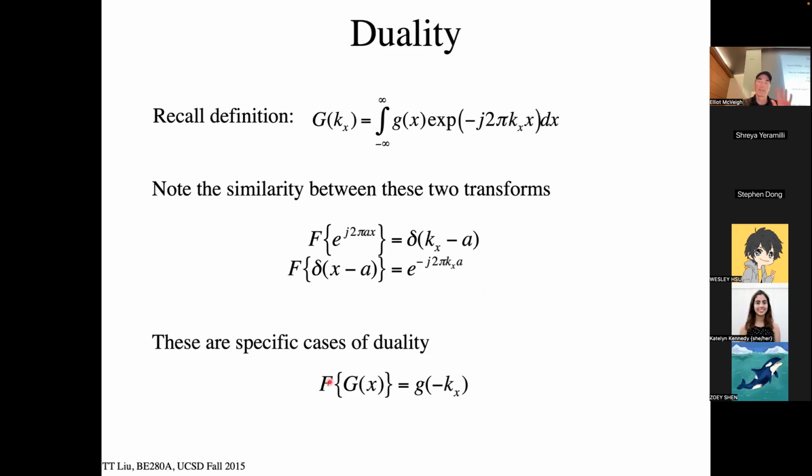So let's make sure you understand what's going to happen. This thing is the Fourier transform of the original little gk. So I've got a little gk, take its Fourier transform, I get g of x. Take the Fourier transform of that, I get back little g of minus kx. I should have put more steps in here.